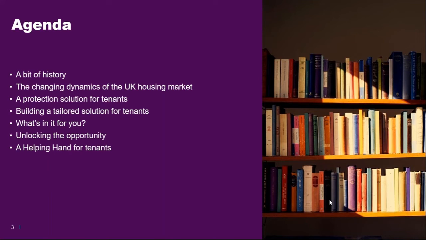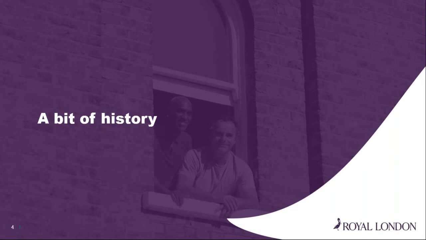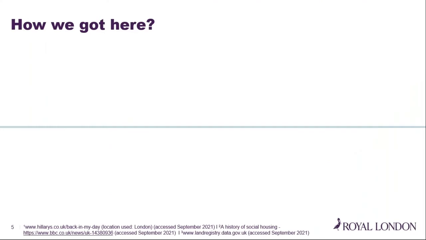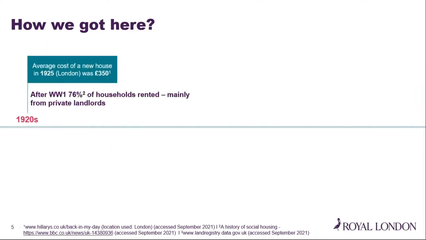So let's step back in time then to understand what has really shaped the renter market to how we see it today. In 1918, at the end of the First World War, three quarters of householders in England were private renters. Just a quarter were in owner occupation, and less than 1% were in social rented housing.